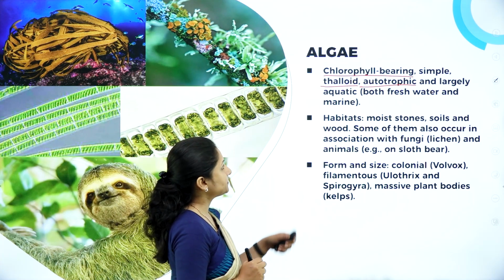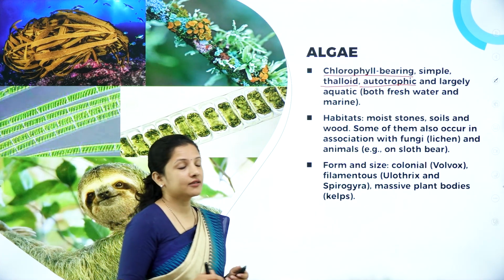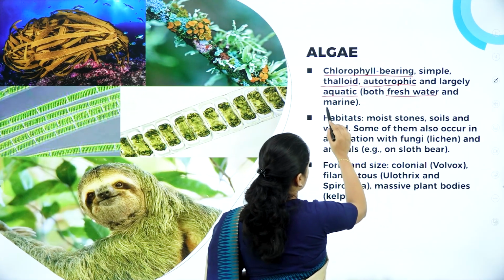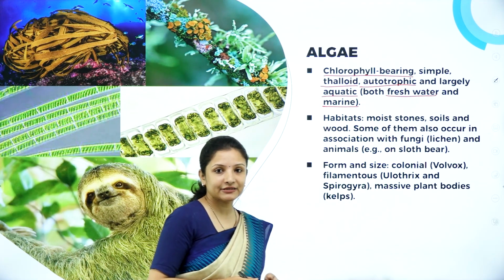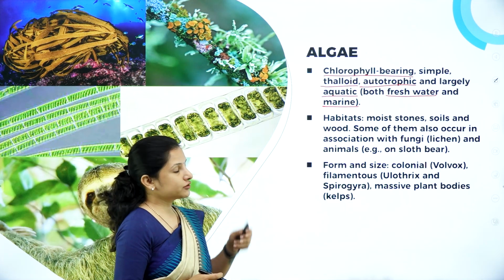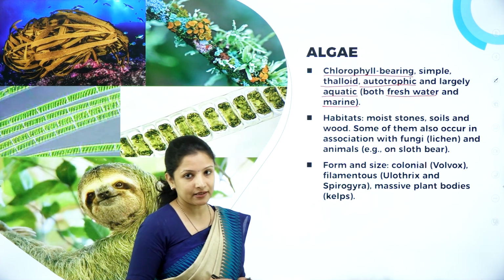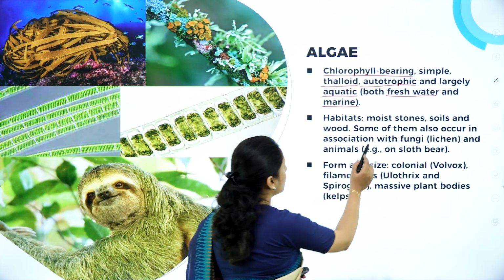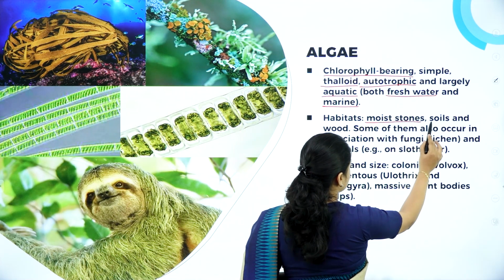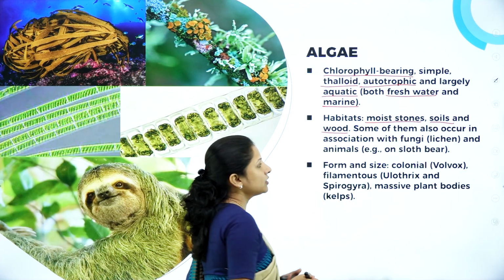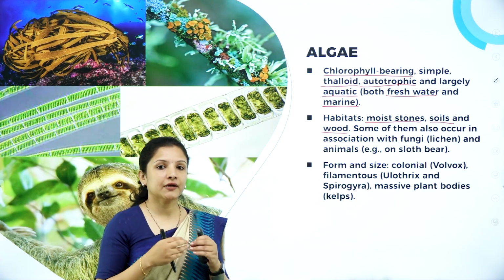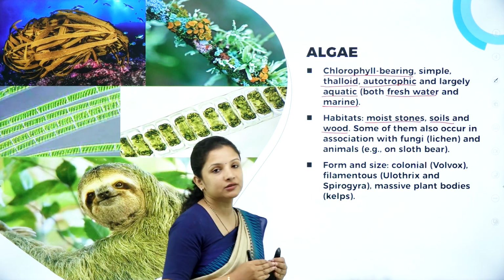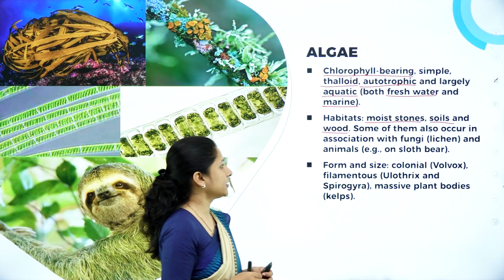Their habitat is mainly aquatic, that is, they can live in fresh water, that is rivers, ponds, lakes, streams, etc., and they can also live in marine water, that is seas and oceans. And apart from that, they are also found on moist stones, in soils and wood. So that means wherever moisture is available, you can find algae growing under suitable environmental conditions.